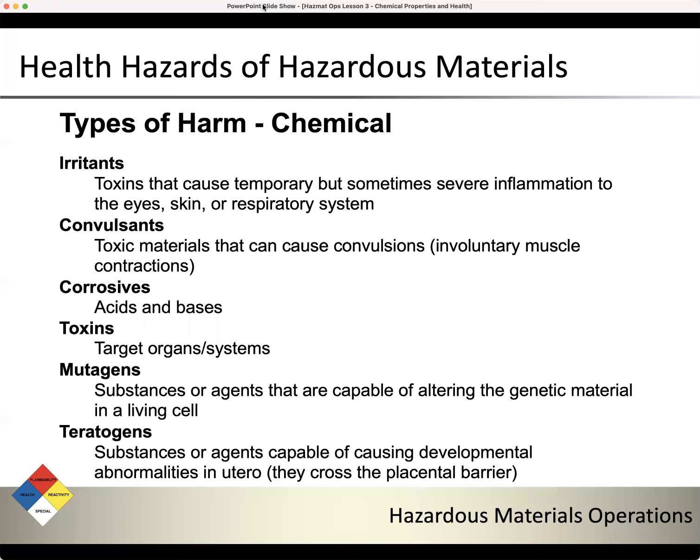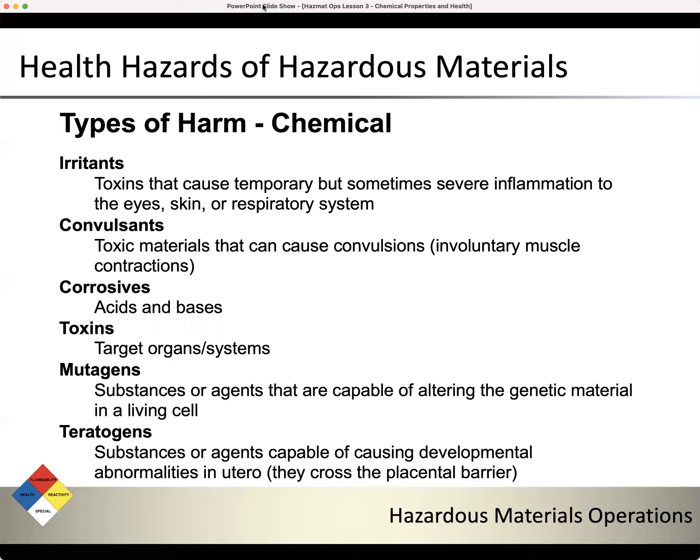We talked about thermal, radiation, asphyxiants. Now we're on to chemical harm. We've got some subclasses of those. We have irritants. These are toxins that cause temporary but sometimes severe inflammation. So these would be things like pepper spray, mace, things like that.